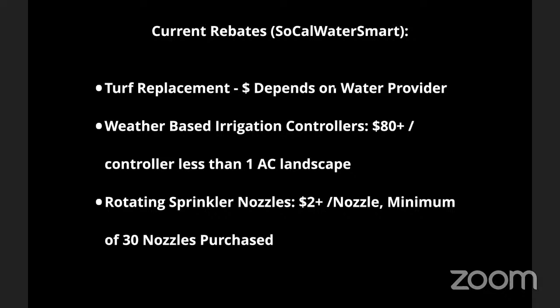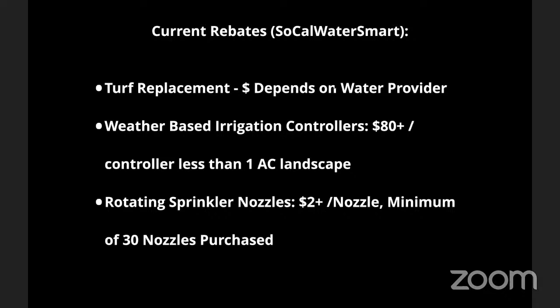So it's a great way to save a lot of water, and it can really update every time it runs. So if it's cool or overcast for a week, it'll know to water less, saving you the maximum amount of water. The rebates for those start at $80. In our local area, it's $160 because the local water agencies chip in some extra, and that's automatically processed through SoCalWaterSmart.com. So they have a function where it says estimate my rebate, and you then will be able to find out for your local area what you would get.